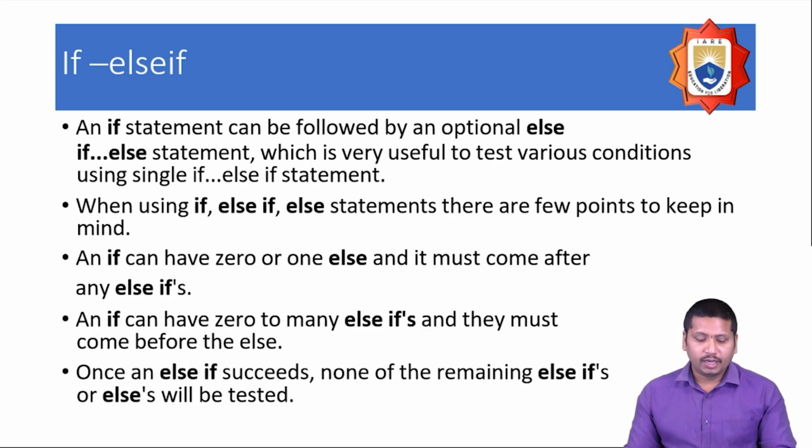And the next one is if and else if. This is the other kind of statement where I can use it for applications like printing the days in a week and printing the months in a year. It can have zero or one else, which should come after any number of else if. We can have zero or many else if, and they should come before the else. Once an else if succeeds, none of the remaining else if or else will be tested.